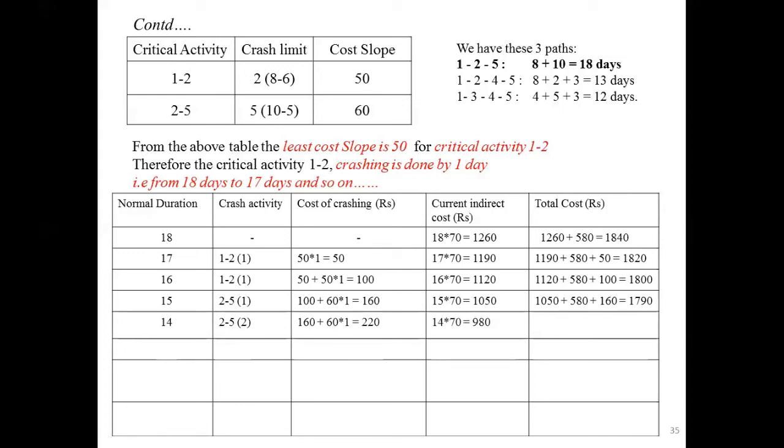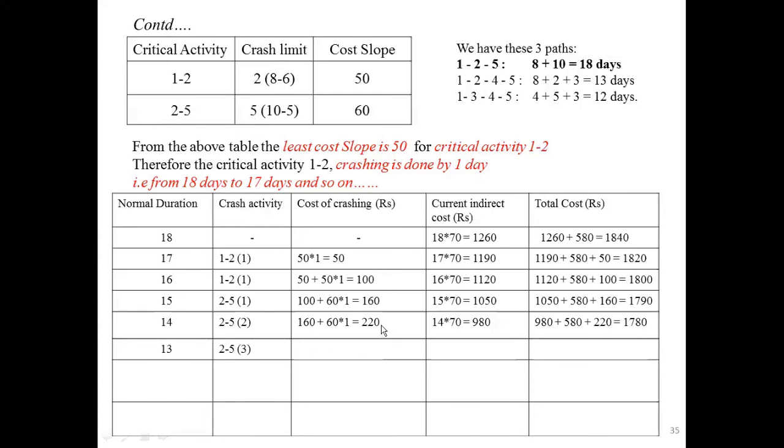For 14 days you are reducing it. 14 into 70, you get 980. Then total cost will get 980 plus normal cost 580 plus 220. You get 1780. If the cost is reducing further, we can proceed further. That is for 13 days. For 2 to 5, we are reducing for 3 days. The maximum limit is 5 days.